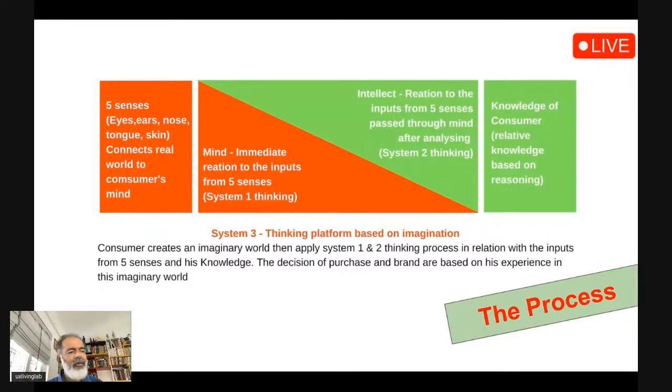So that is happening in a purchase also. When you see a brand, when you see a product, that is happening in the mind. I say in a consumer's mind, not in your mind. So that's called system one thinking.